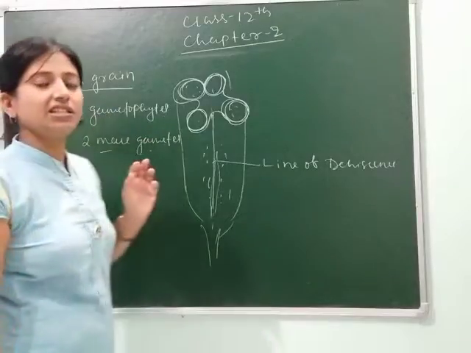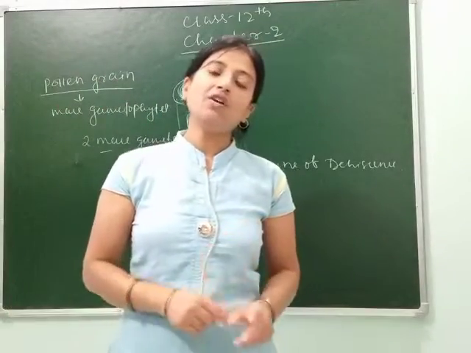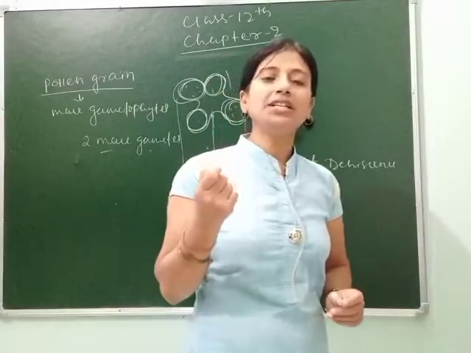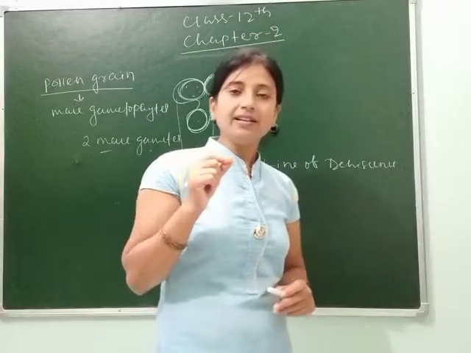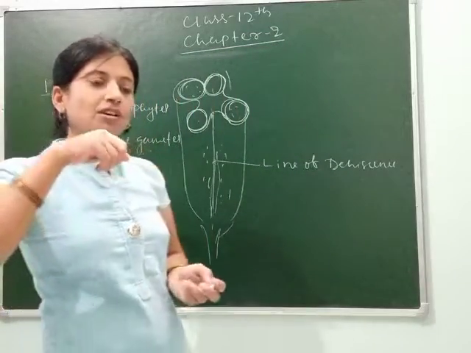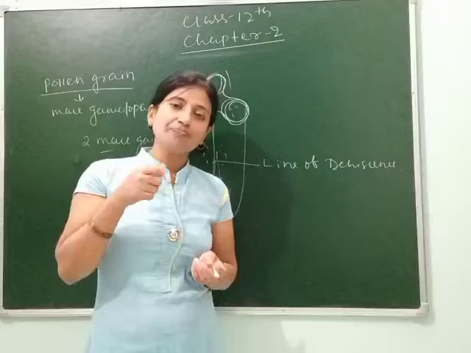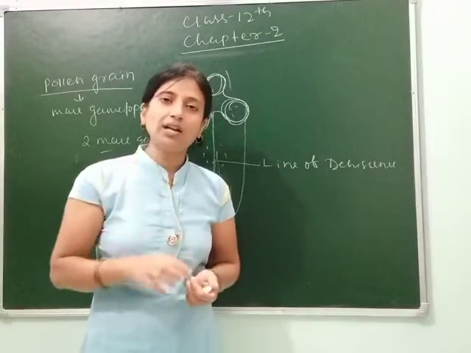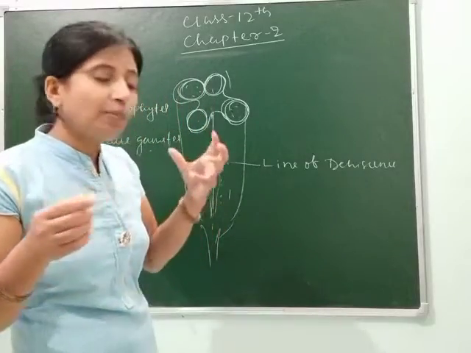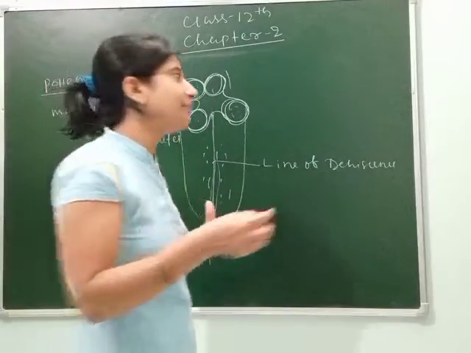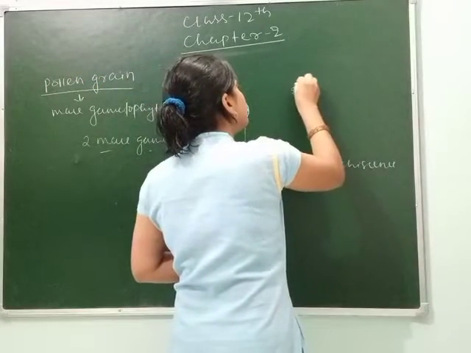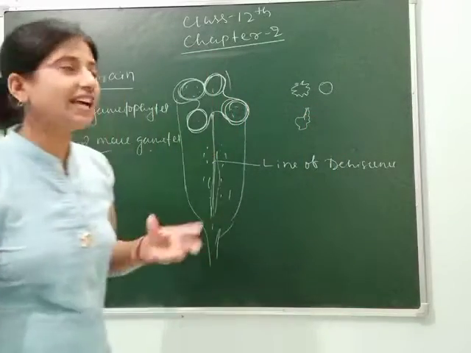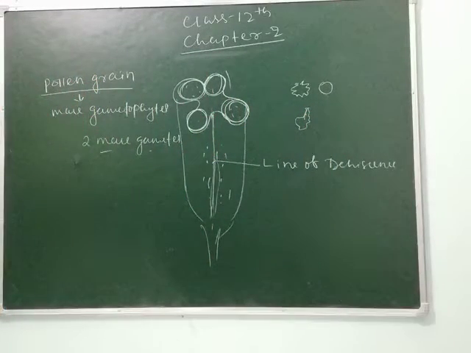So let's see what the structure of a pollen grain is, how it looks, and what it is made up of. The pollen grains are powdery structures. If you dust a flower on your hand, then you can see the yellow powder-like structure. They are called pollen grains. And the pollen grains are of different shapes and sizes. Some look like this, some like this. They are of different sizes if we study them through a microscope.